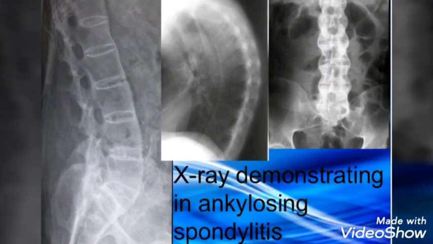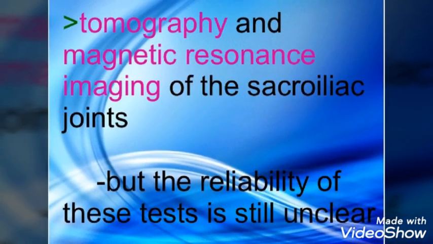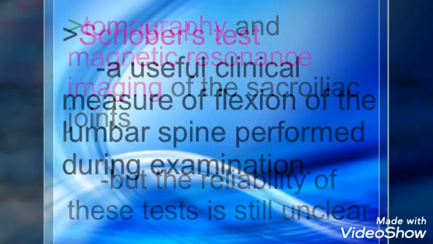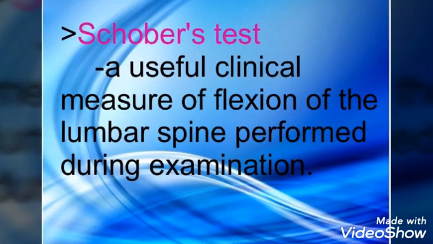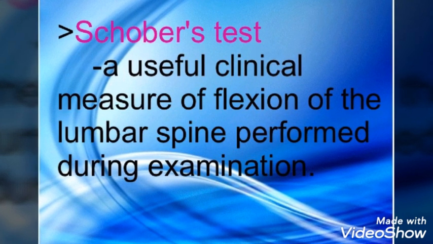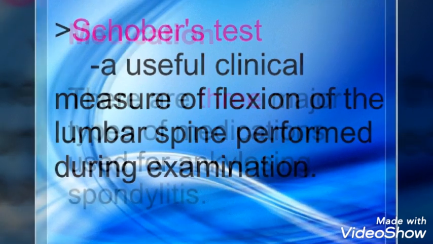Then you will go for the X-ray. Then we will have tomography and magnetic resonance imaging of the sacroiliac joints. Then you will have Schober's test, which is usually used for clinical measurement of flexion of the lumbar spine, performed during examination. You will ask the person to bend.